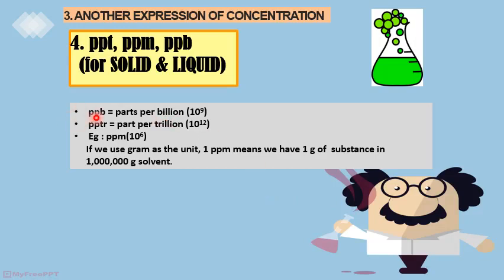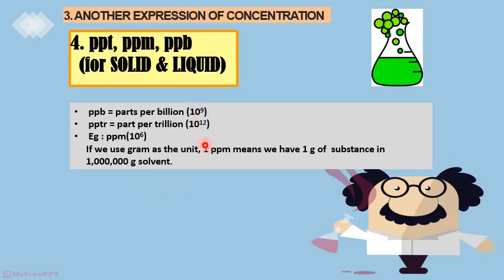ppb is part per billion, ppt is part per trillion. So the factor for part per trillion is 10 power of 12, and for ppm, for example, 10 power of 6. This is the factor. If we use gram as the unit, 1 ppm means we have 1 gram of substance in 1 million gram of solvent. If you look at the amount of substance compared to the amount of the solvent, it is very small. That's why we use ppm, ppb or ppt.